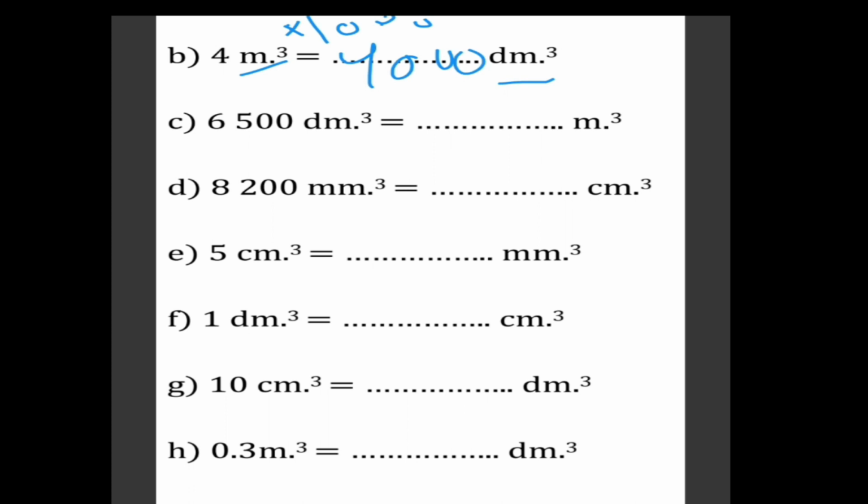Another example, if we convert from 6,500 decimeter cube to meter cube. Here we change from a small unit to a big unit, so we have to divide. Divide by what? Here we will divide by 1,000. So 6,500 divided by 1,000 will be equal to 6.5.